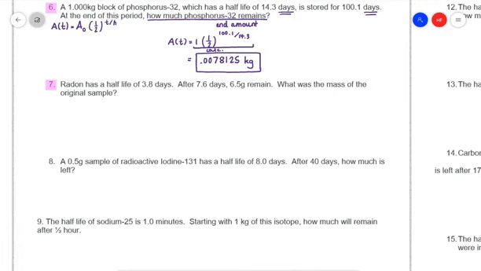Number 7, radon has a half-life of 3.8 days. After 7.6 days, so they do match, 6.5 grams remain. What was the mass of the original sample? So we're looking for A naught. So we have the amount after, so 6.5 grams. We're looking for A naught, times 1/2. And then we have the time as 7.6 days and our half-life as 3.8 days. So we'll put this into the calculator.